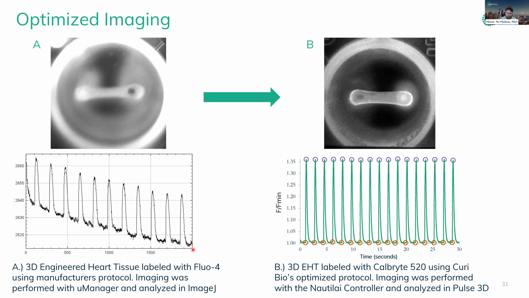Additionally, when we were starting, we had this very manual process using Micro-Manager for acquisition and ImageJ for analysis. And today, we have this optimized labeling protocol with Cal-520 for EHTs. A significant portion of this improvement is due to the labeling protocol being more efficient at delivering dyes, but in addition, Cal-520 is a brighter dye than Fluo-4, which provides further improvements.